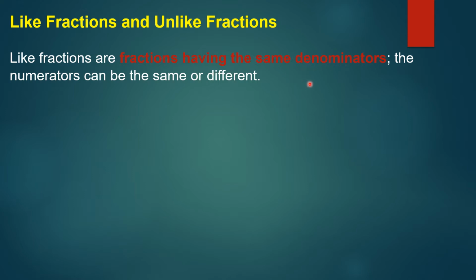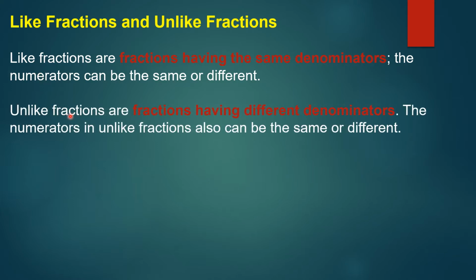That means the denominators are same. When we have to say the fractions are like fractions, we will have a set of fractions and we have to see whether the denominators are same. If the denominators of two or three fractions are the same, then we can group them under like fractions. What about the numerator? The numerator can be same or different. So don't worry about the numerators. Here we have to see only the denominator. If the denominators of two fractions are same or identical, then we can call them like fractions.